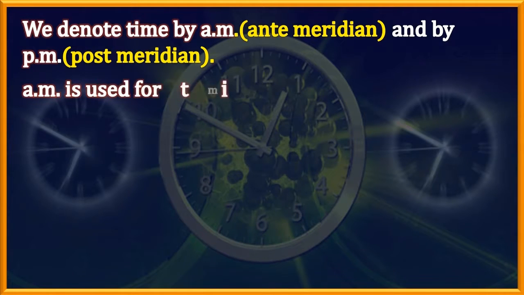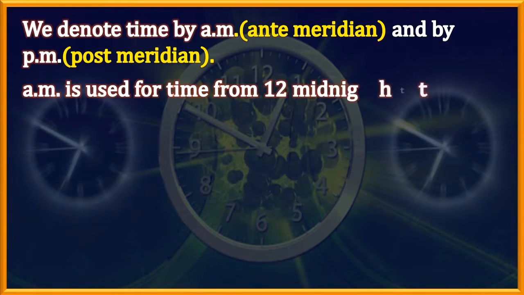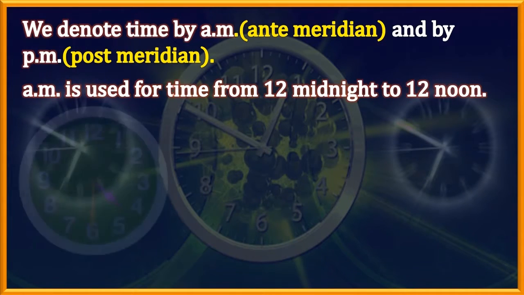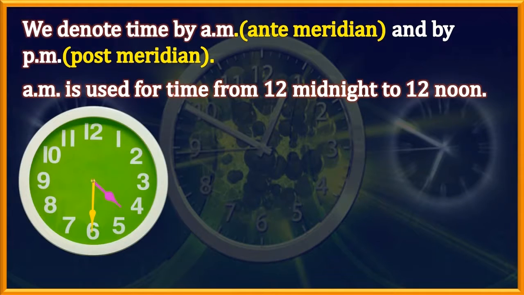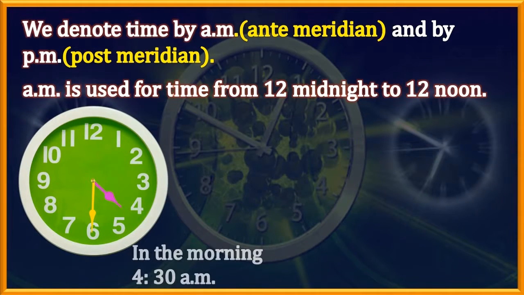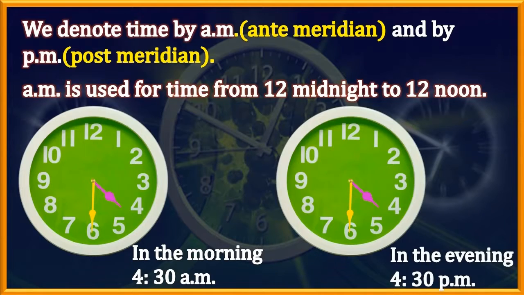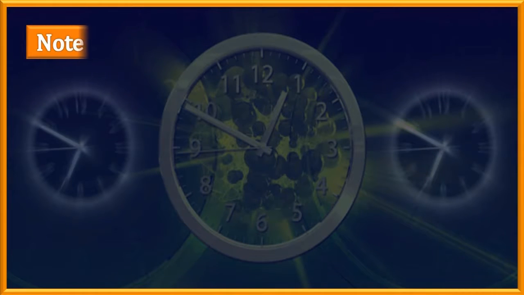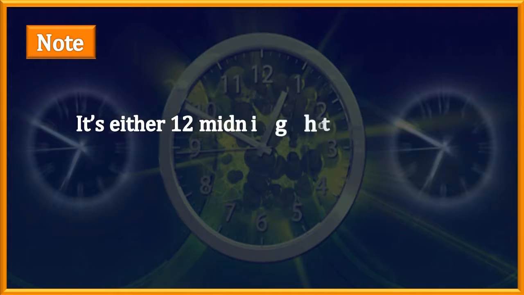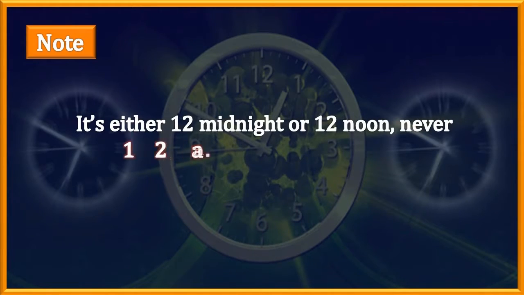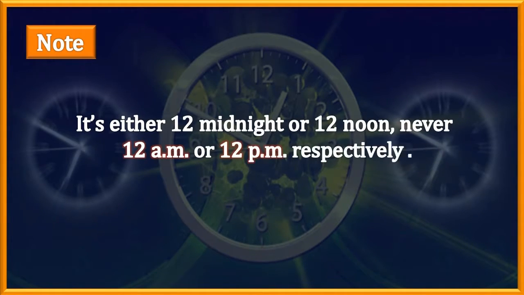AM is used for time from 12 midnight to 12 noon. So, in the morning, if the clock shows this time, then we write or say it as 4:30 a.m., while in the evening, it is written as 4:30 p.m. It is important to note that it's either 12 midnight or 12 noon, never 12 a.m. or 12 p.m. respectively.